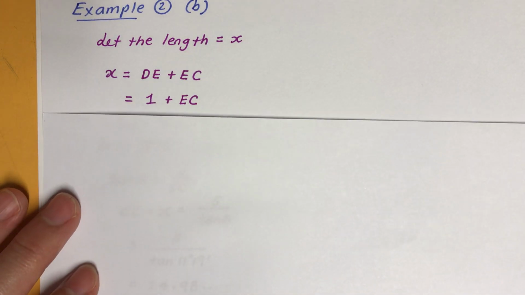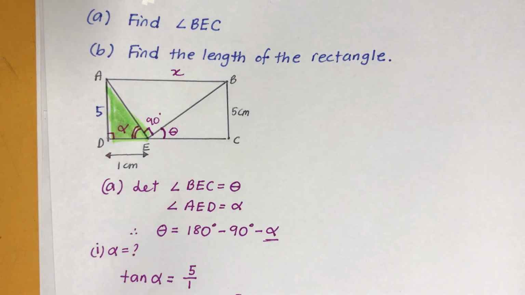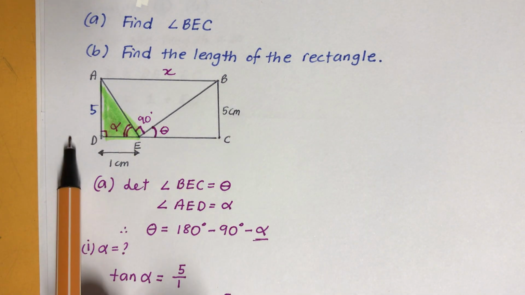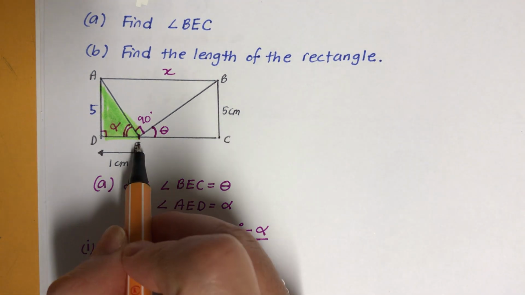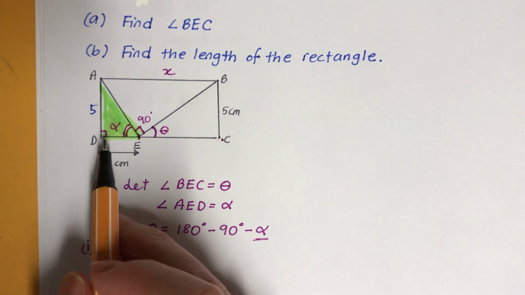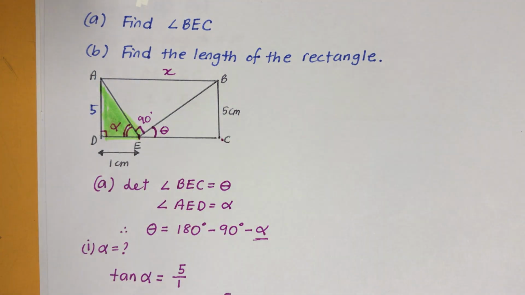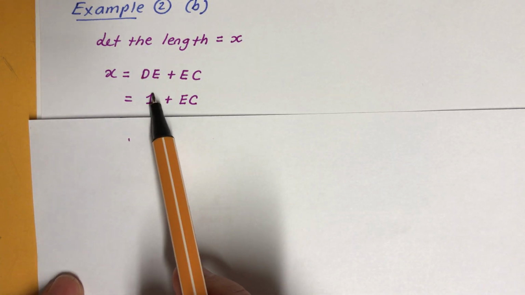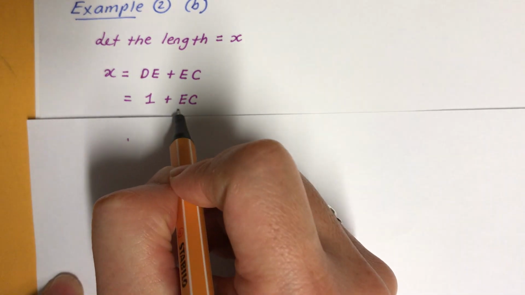So to find X, let's see if I can bring the diagram again. To find X, that's the same as AB, which is the same as CD. So if I can find EC, I can add the 1 of the DE. I can find the length of AB. Well, DC is another length anyway. So to do that, I have to do DE plus EC, because DE was 1, and then EC we have to find.